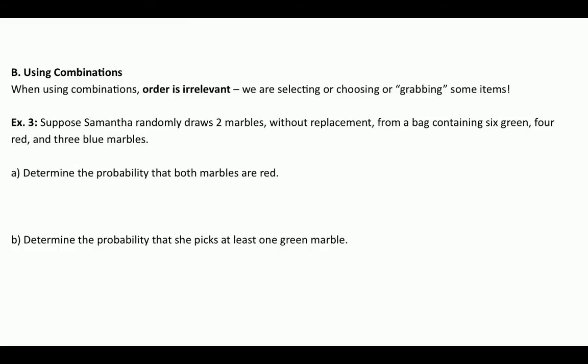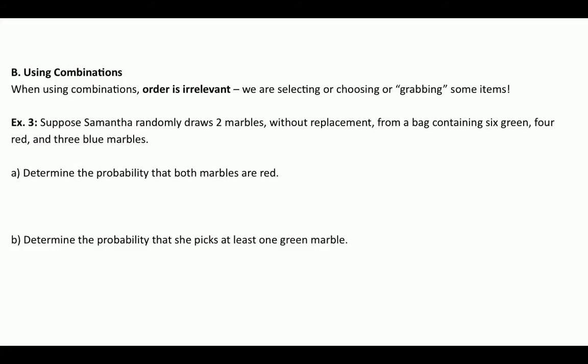Okay, so suppose that Samantha randomly draws 2 marbles, and she's not going to replace them. So she's going to take one, and then she's going to take the other from a bag containing 6 green marbles, 4 red marbles, and 3 blue marbles. So let's determine the probability that the 2 that she's going to pull out are going to be red. Okay, so she's going to reach in, close her eyes, and feel around. Because they've said 2 marbles without replacement, you can think of it as pulling one and then pulling the other. Or you can just think of it as reaching in and feeling for 2, and then plucking the 2 of them out simultaneously, right?